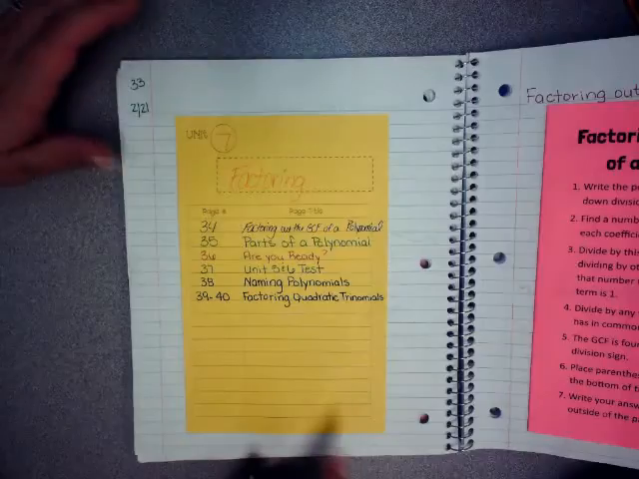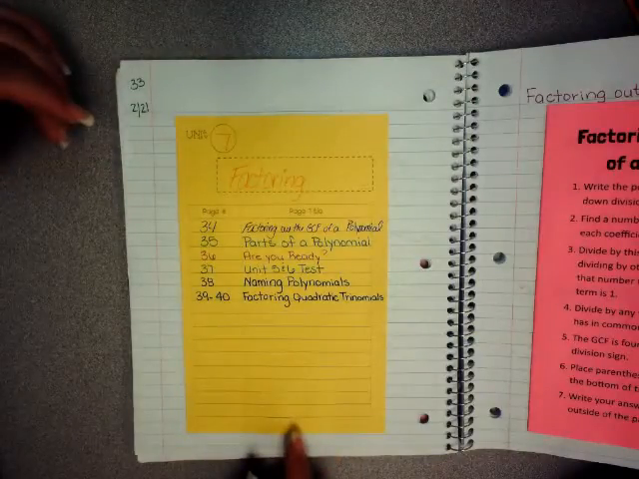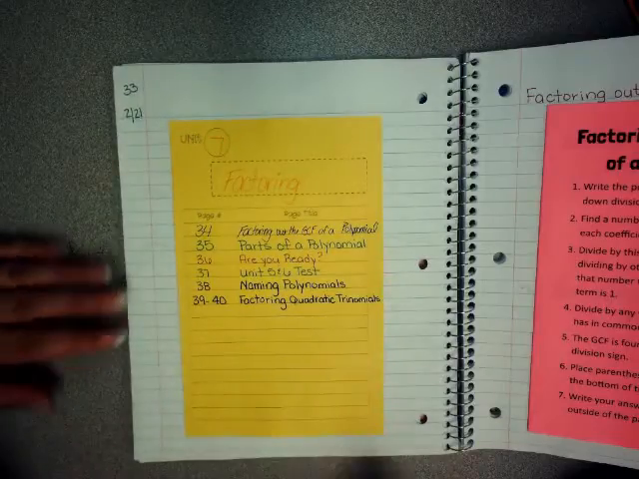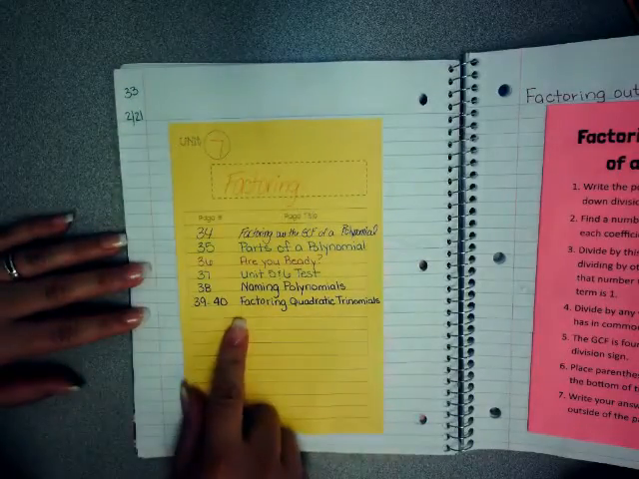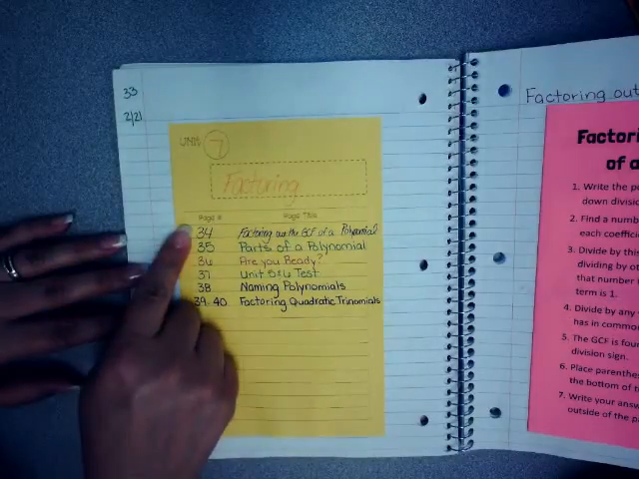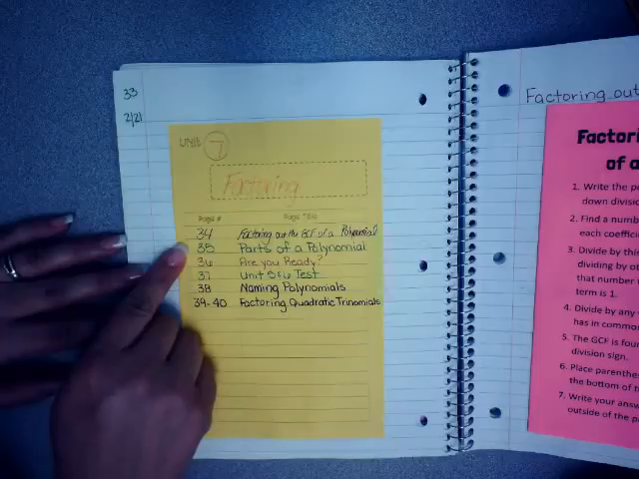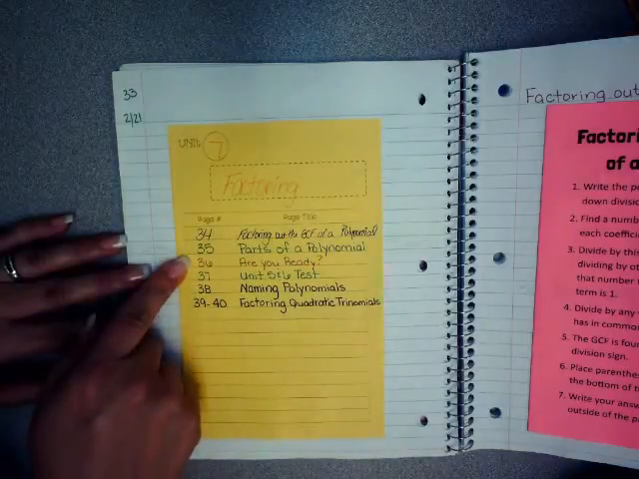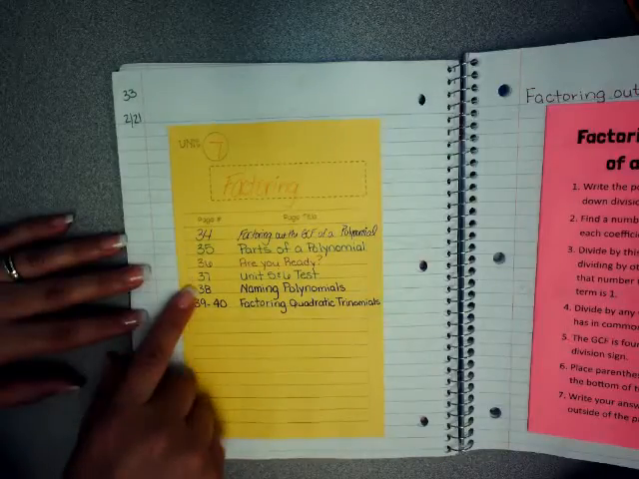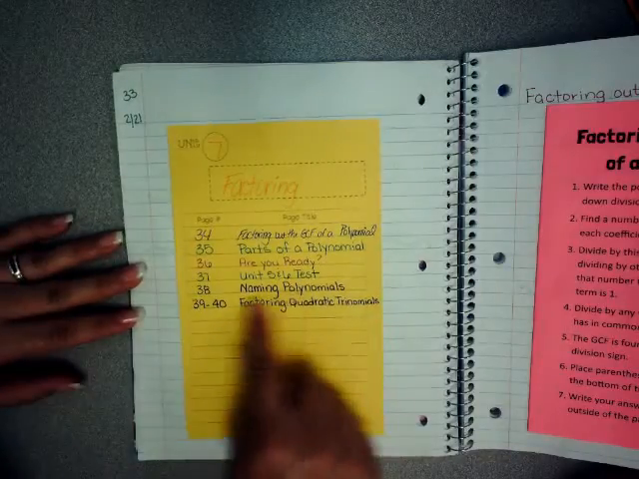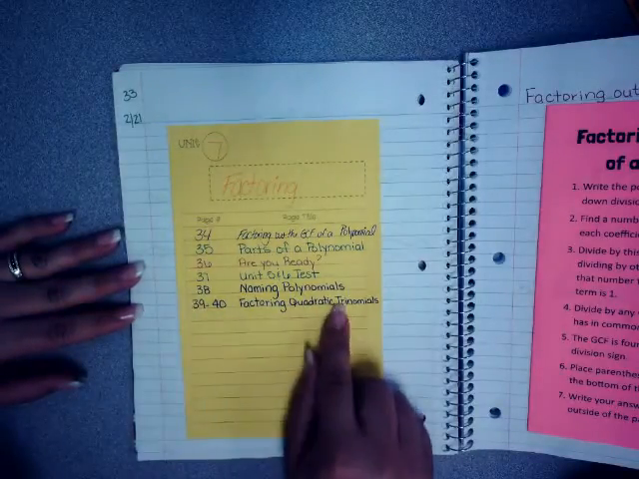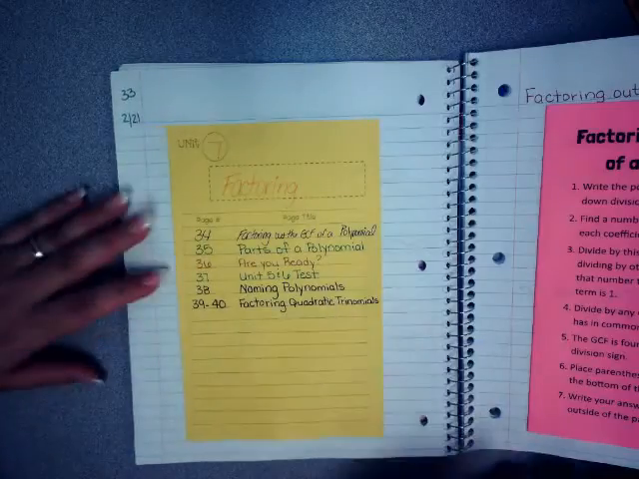Okay, so if you missed class on Monday, 2/27, this is what we did. Just a quick recap of everything that we have done. Your table of contents should look like this. We've added a few pages. Page 34, factoring out the GCF of a polynomial. Page 35, parts of a polynomial. Page 36, are you ready? Page 37, Unit 5 and 6 test. Page 38, naming polynomials, which is the first thing we did on Monday. And then pages 39 to 40, which you might have started or didn't start at all, and that's why you're watching the videos to come.